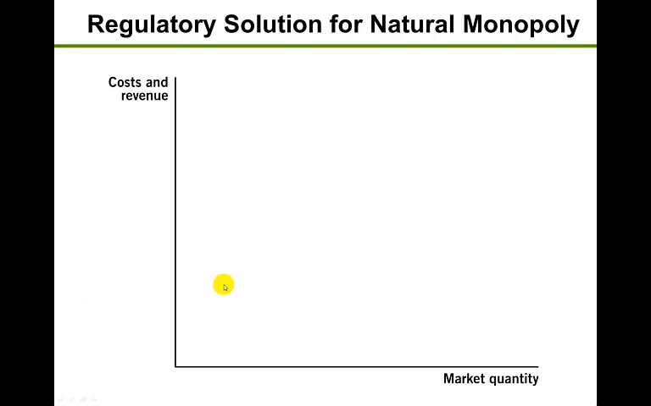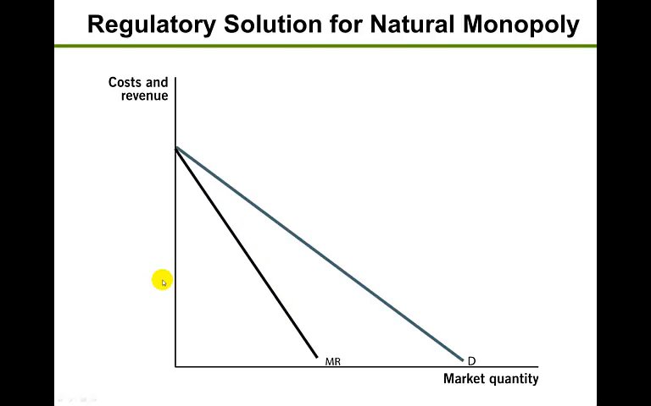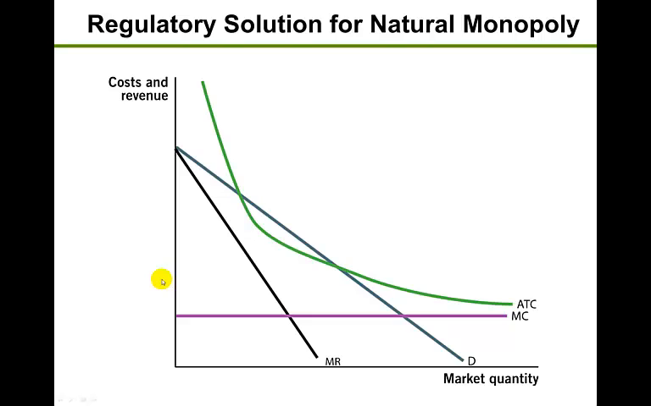So how might we want to regulate natural monopolies? So here's our natural monopoly's demand and marginal revenue curve. And a natural monopoly, again, is given by a decreasing average total cost curve. So note that this average total cost curve is not U-shaped, it's always decreasing.